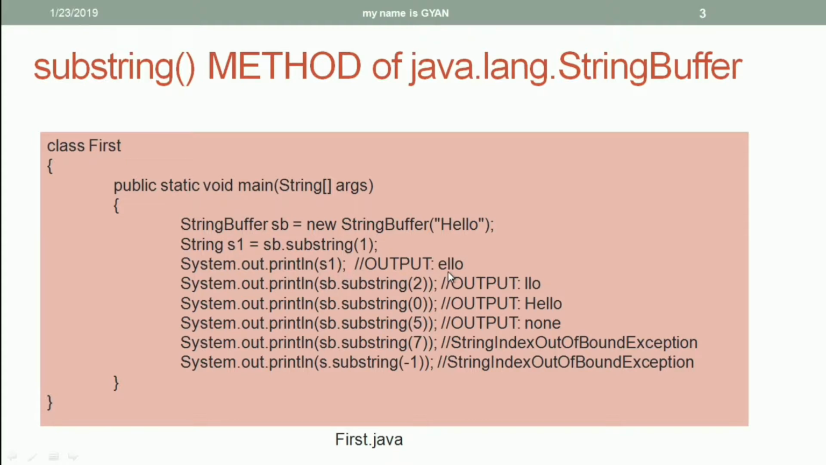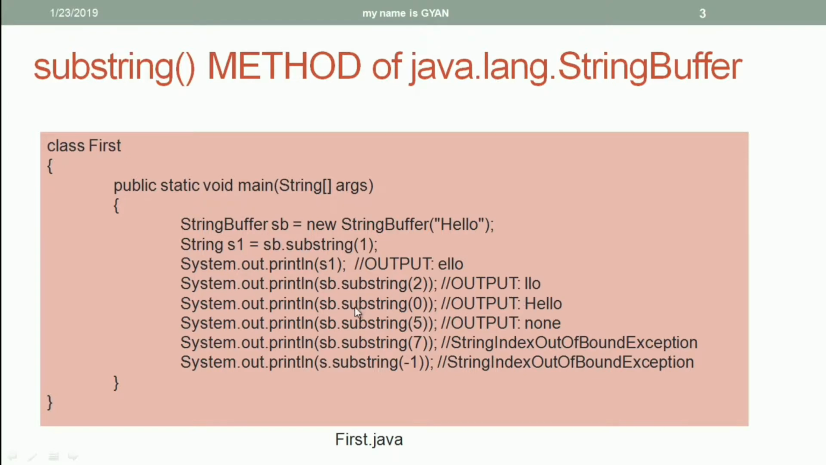Then after again we are calling the substring method by using the reference variable sb with the argument 2. At this time again it will create a new string object in the heap with the content starting from the index 2, means this L, up to the end, means O. So using the characters L, L and O, it will create a new string object and the content of that newly created string object will be printed like L, L and O.